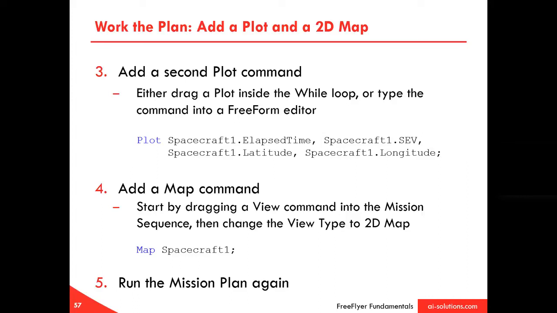We'll also add a map command, which you can do by dragging a view command into the mission sequence and then changing the view type to 2D map, or again, just type map spacecraft 1 in a FreeForm. Once you've done that, then go ahead and run the mission plan again.